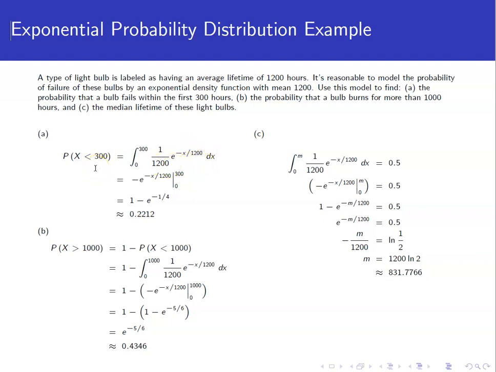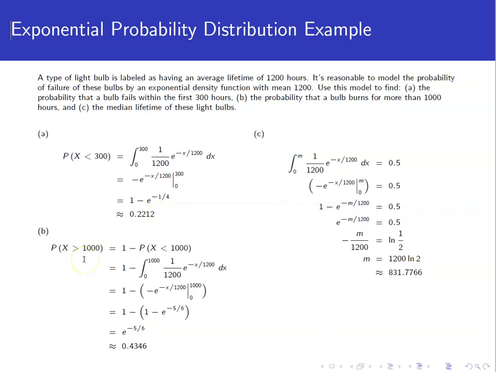Since we want the probability that the bulb fails in the first 300 hours, we want the probability that x is less than 300. So we'll integrate from 0 to 300. The antiderivative here will be a negative e to the negative x over 1,200. Plug in your endpoints and you'll get 1 minus e to the negative 1/4, which is about 0.22.